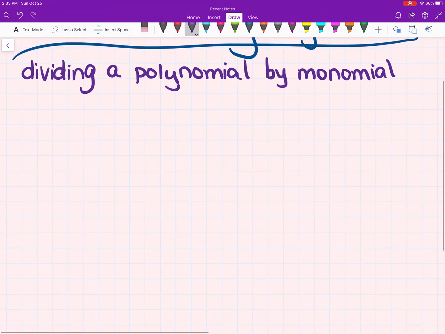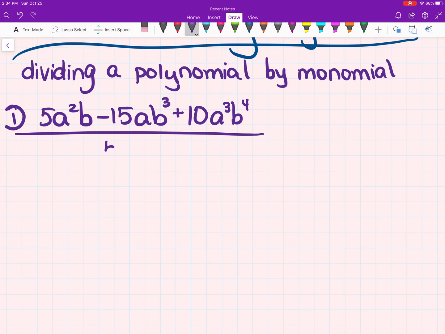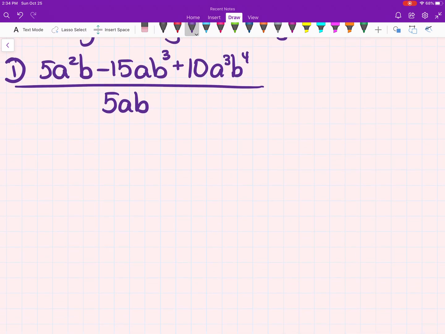So the first one I have on my note packet is 5a squared b minus 15ab to the third plus 10a to the third, b to the fourth, and that's all over a monomial, okay? It's a monomial because it doesn't mean plus or minus. Now, if you remember the rules of fractions, you don't change the denominator. If you have a common denominator, you add up the numerators and keep the denominator. So we're going to go opposite here. We're going to split this up into little fractions.